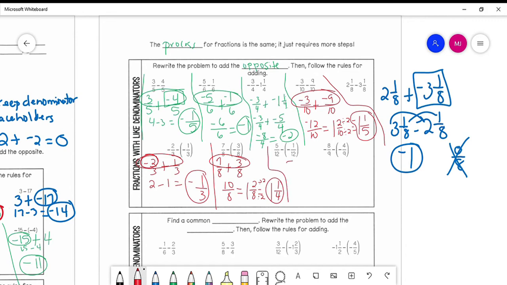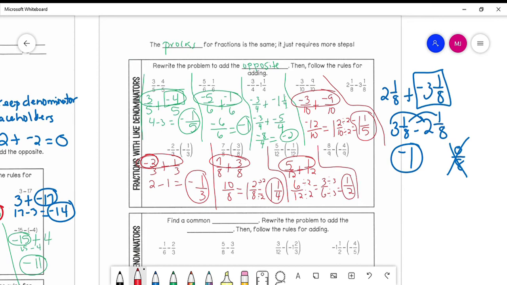Okay, first number the same. Add the opposite of negative 1/12, which is positive 1/12. Denominators are the same. Signs are the same. Focus on that numerator there. 5 and 1 make 6. Denominator stays the same, which is 12. These are divisible by 2 because they're even numbers. These are divisible by 3. And we get positive 1/2.